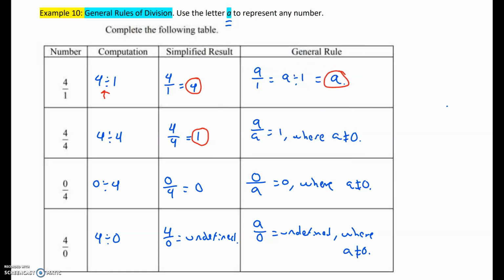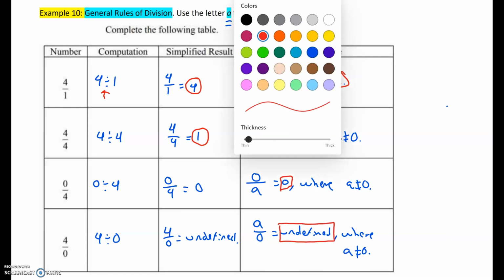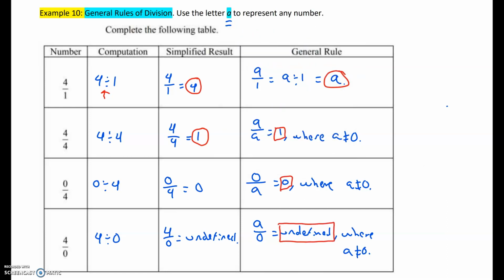In this case, a divided by a is equal to 1. If you divide 0 by any number, it's 0. Dividing by 0 is undefined. This is supposed to be a u. Okay, that's actually it for this chart.